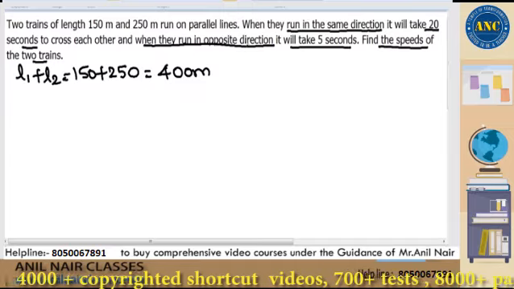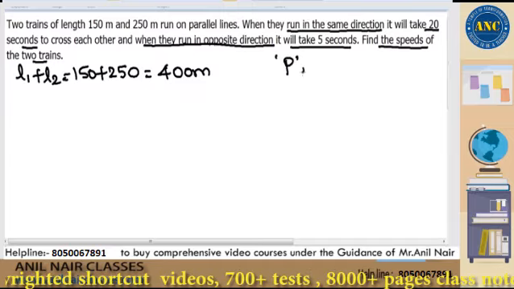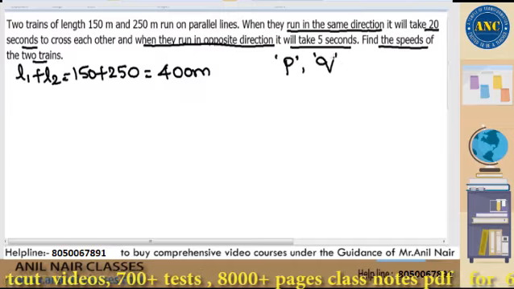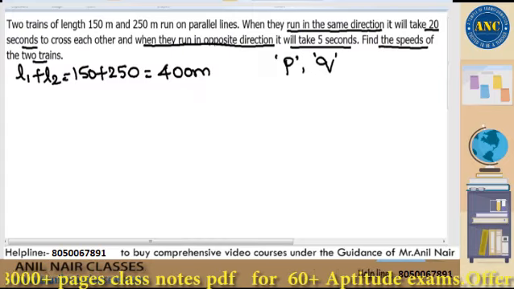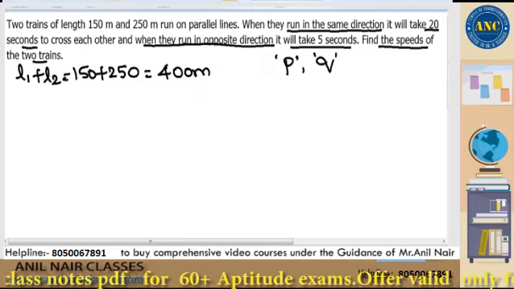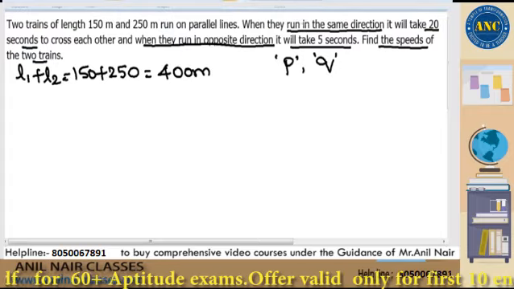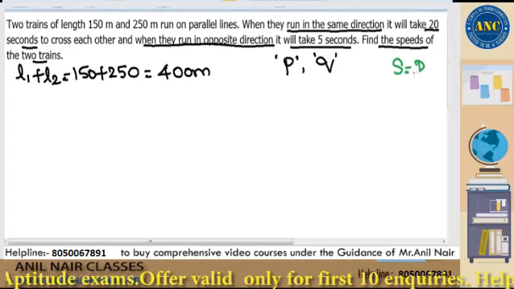Now see here. I will call the speeds of the two trains P and Q meters per second respectively. If I call the speeds of the two trains P and Q meters per second respectively, now the question says, first of all, speed is equal to distance by time.